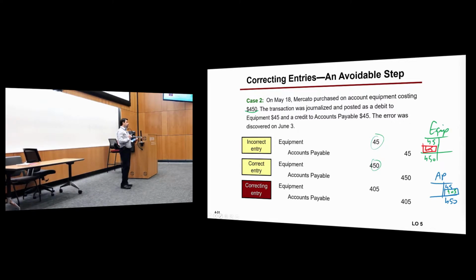So basically at that time what you would do, you would credit equipment. So the other way would be to credit equipment 45, and debit accounts payable 45. That would be the reversing. And then you enter the correct one, which would be debit equipment 450, credit accounts payable 450. The ending result will be the same thing.